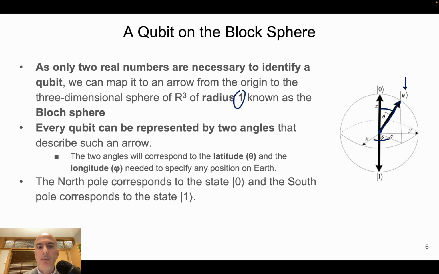The two angles will take the name of a latitude for theta. So this angle here is the latitude, and then we have the longitude on this plane. This is very similar to how we describe a point on the Earth. We always provide the longitude and the latitude. An important part to note on the Bloch sphere is that the North Pole in this case corresponds to the state 0. This means that if our quantum state is the state 0, this will be this arrow here, and in case of state 1 it will be just an arrow in the opposite direction.